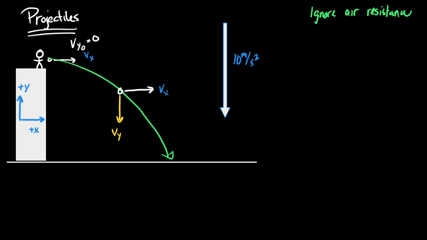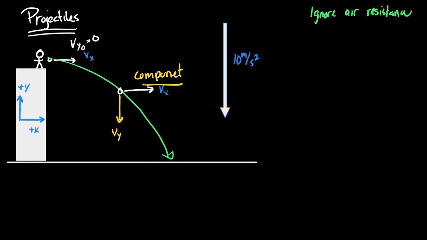Now, the horizontal velocity hasn't changed. That component of the velocity stays the same. This word, component. I'm going to need you to define this word, component. The ball has two velocities at any one moment. It has a horizontal velocity and a vertical velocity.